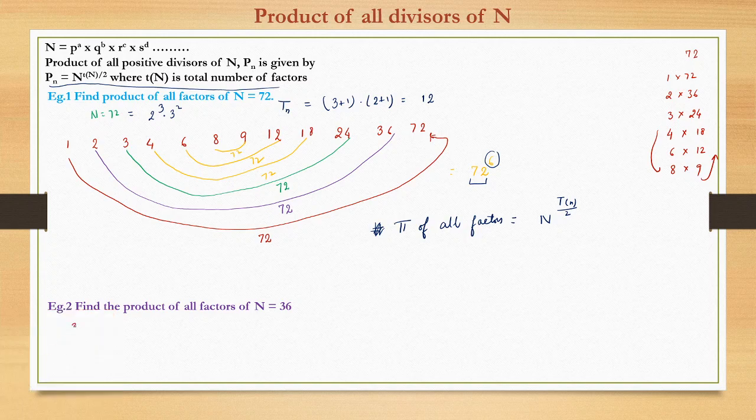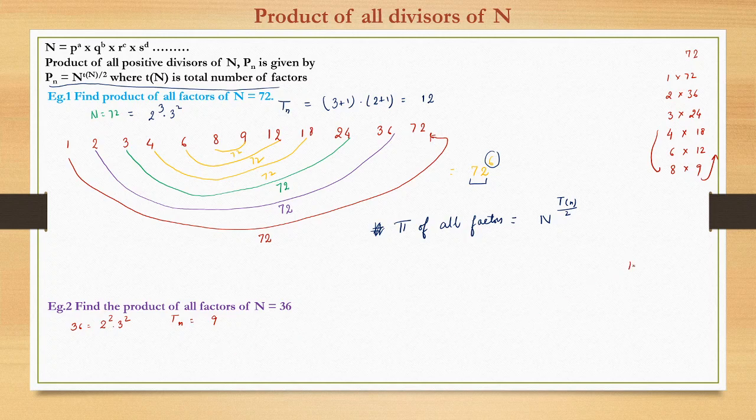So 36, first of all, we can write as what? 2 raised to power 2 into 3 raised to power 2. So the number of factors is what? The number of factors is 9, 3 into 3, 9. Now we need to find all the factors of 36.